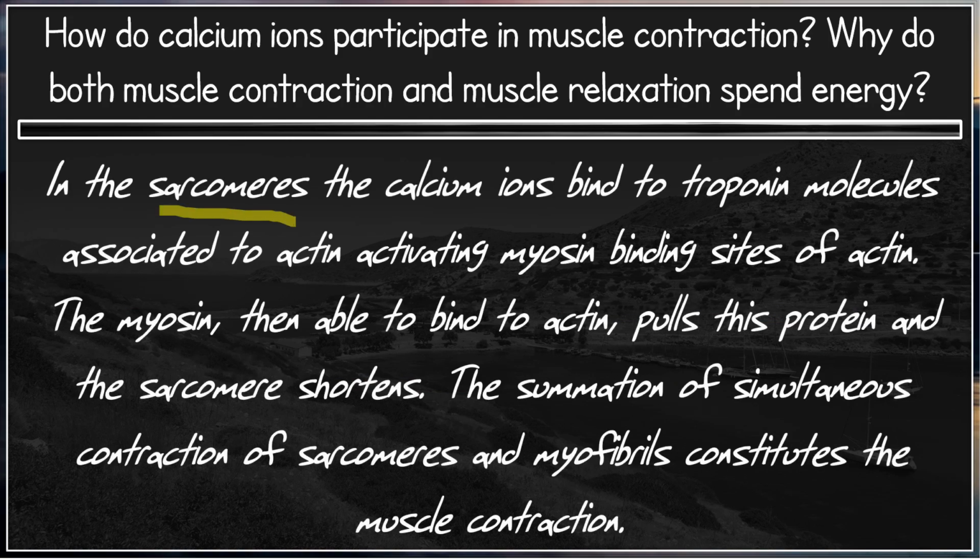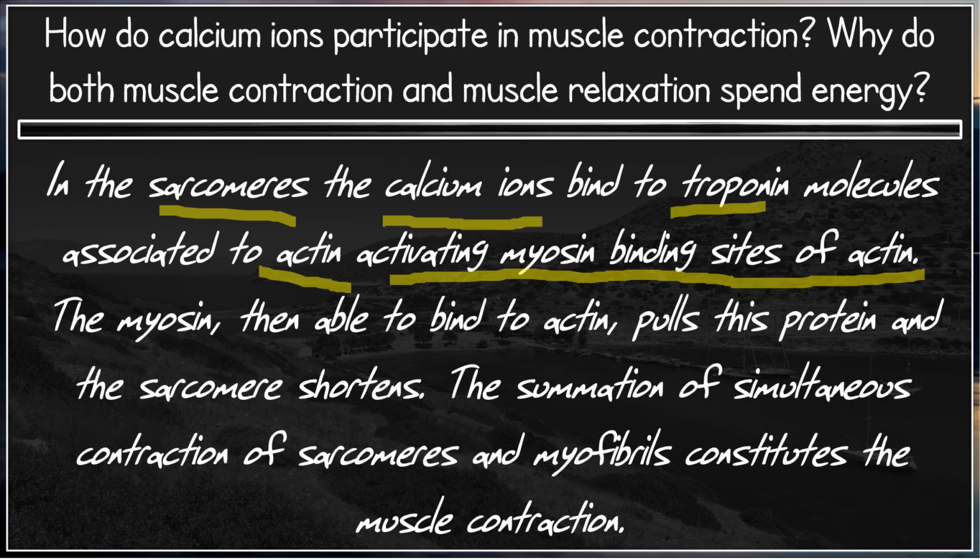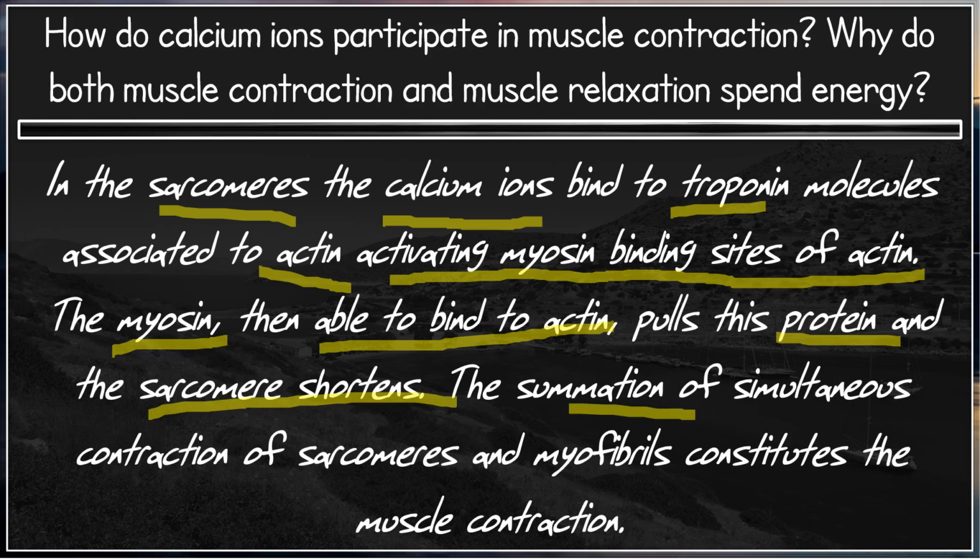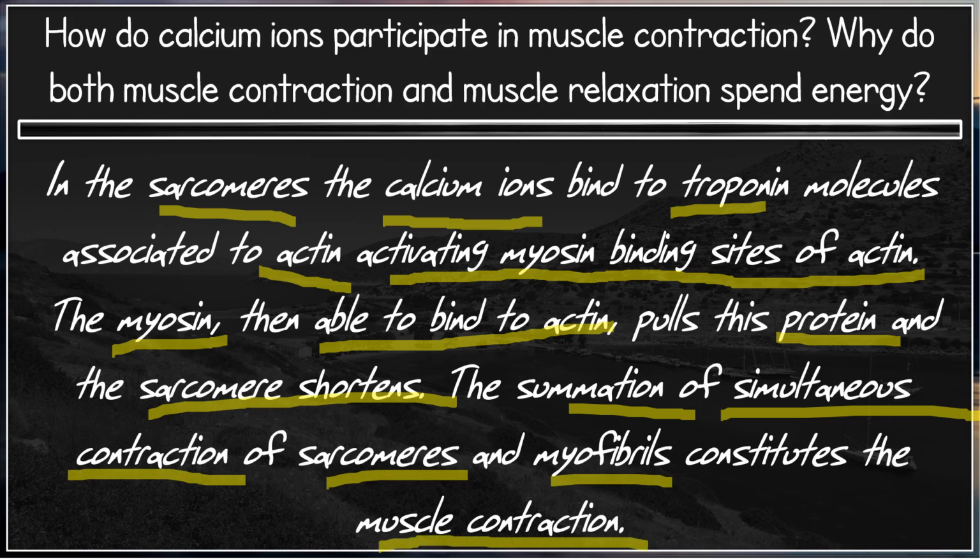In the sarcomeres, the calcium ions bind to the troponin molecule associated with actin, activating the myosin binding site of the actin. Myosin, then able to bind to actin, pulls the proteins, and the sarcomere shortens. The summation of the simultaneous contraction of the sarcomeres and myofibrils constitutes the muscle contraction.